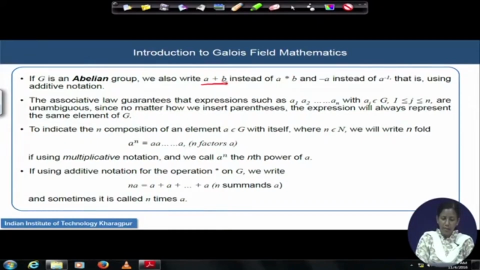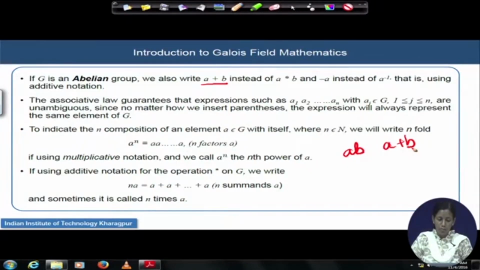And using this additive notation, instead of the operator star, we can write A plus B also. So, in the whole Galois field, you will see that the elements are denoted either by AB or A plus B, based on whether the operator is a multiplicative operator or an additive operator.